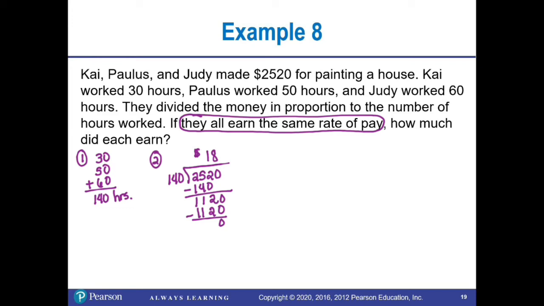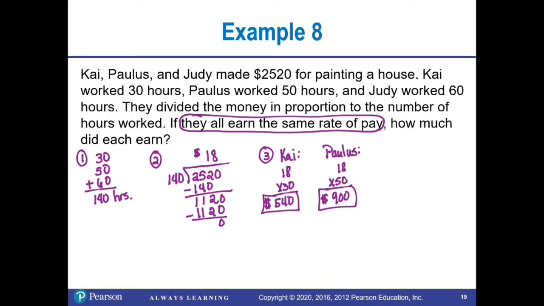My last step is to find how much they each make. So for Kai, I multiply $18 per hour times 30 hours. That tells me he makes $540. For Paulus, $18 per hour times 50 hours is $900 that Paulus earns. And for Judy, $18 per hour times 60 hours tells me that she earns $1,080.